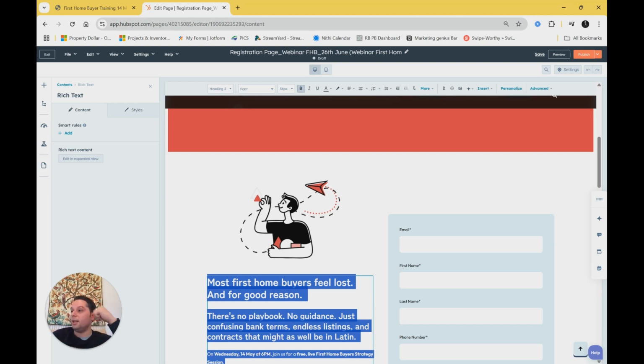So, three rules: lead with the fear, not the feature. Second, one page, one action. And third, write like a real person. So, the next time you sit down to build or rewrite a landing page, don't start with what you want to say. Start with what your buyer is feeling and build the page that solves that tension.